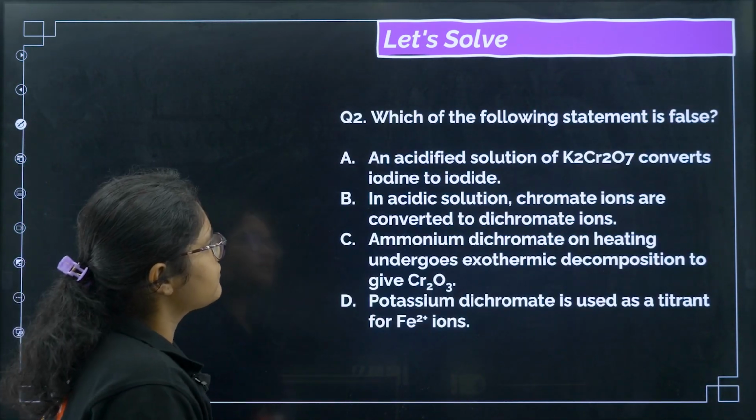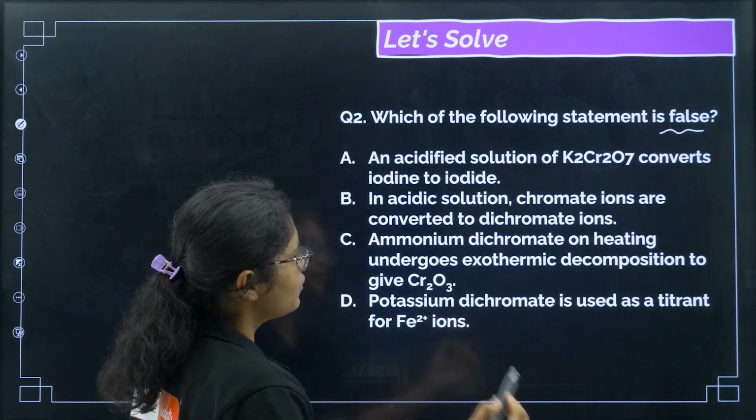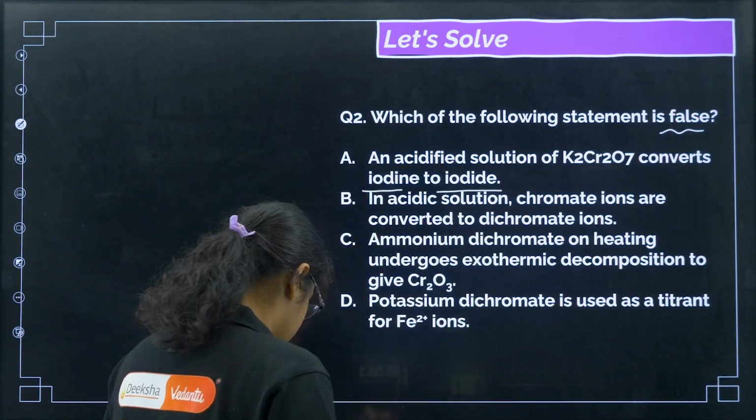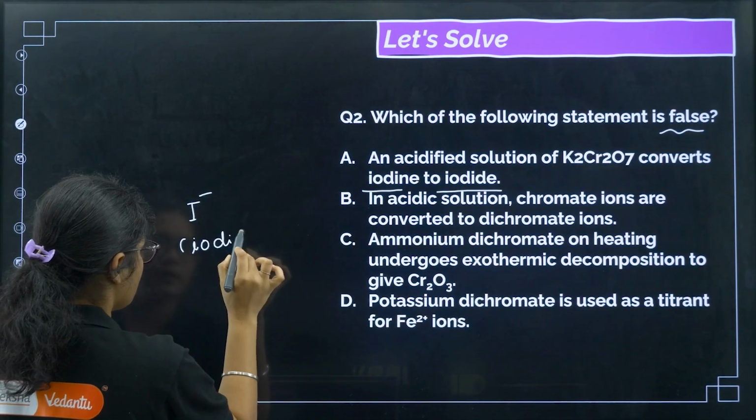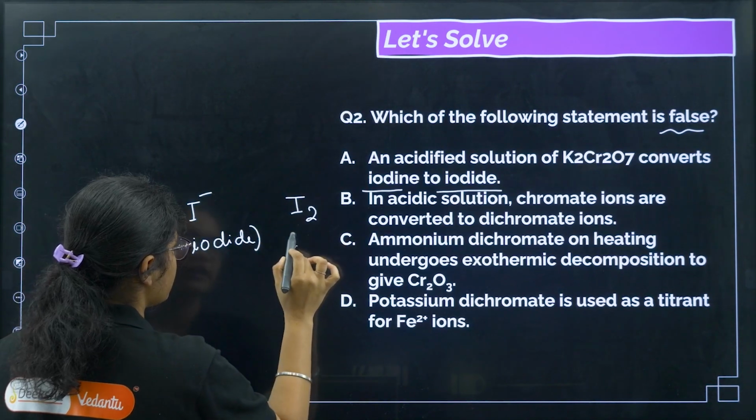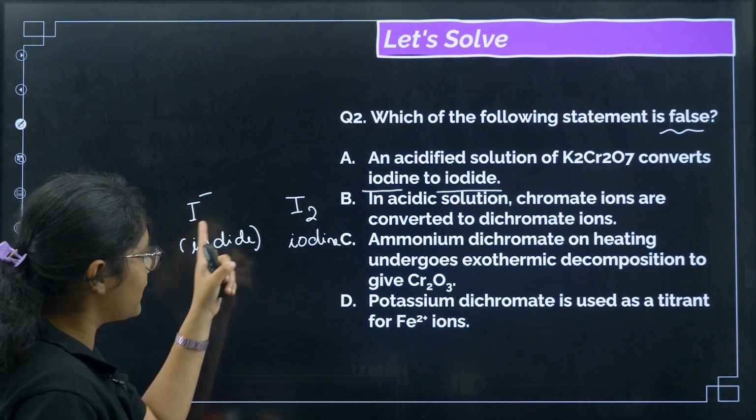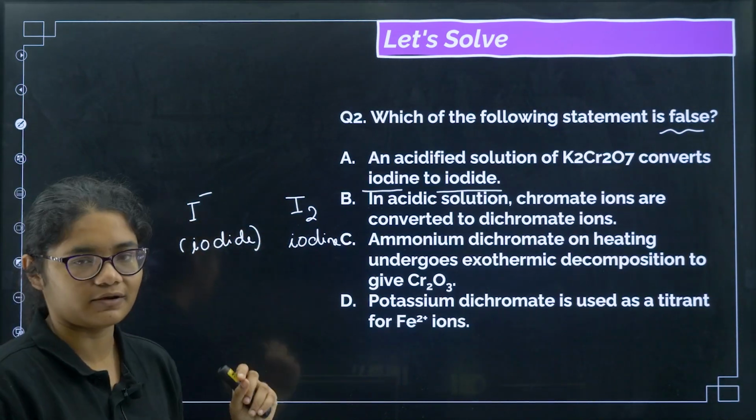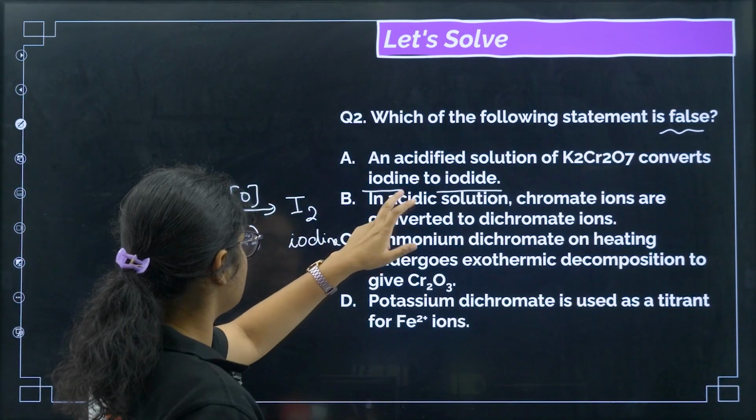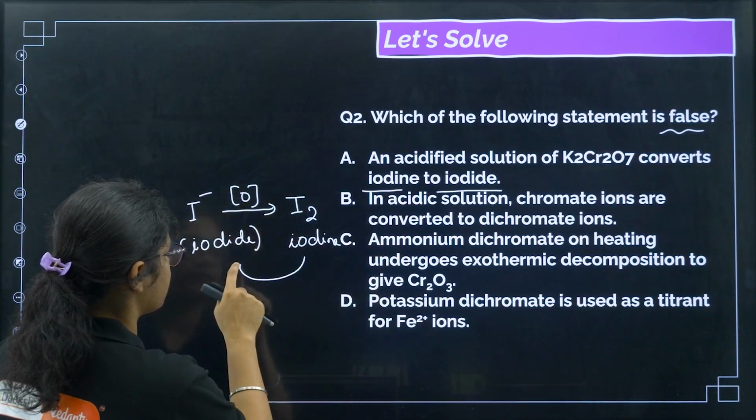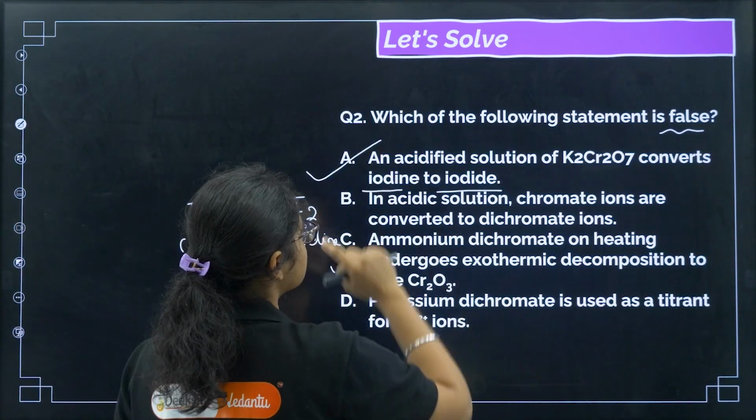Okay. Now next question, which of the following statements is false? An acidified solution of K2Cr2O7 converts iodine to iodide. So remember here, I minus is called iodide and I2 is called iodine. Potassium dichromate converts iodide to iodine. I minus to I2 conversion takes place, which is an oxidation reaction. The statement is saying it converts iodine to iodide, so this statement is wrong. That is why this is the correct answer.